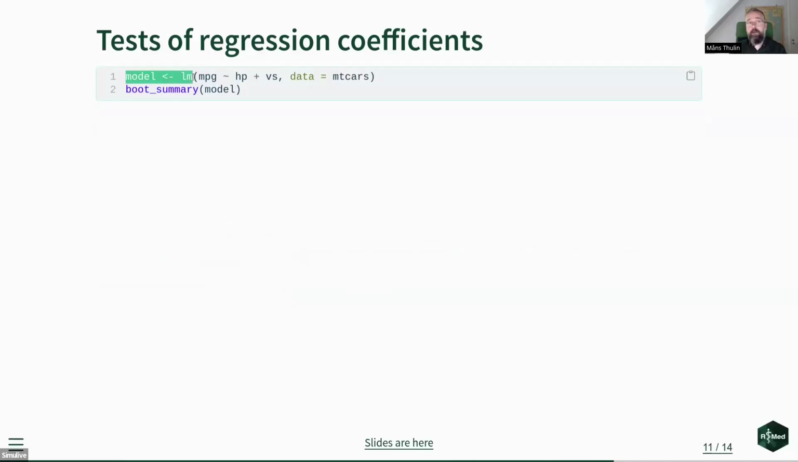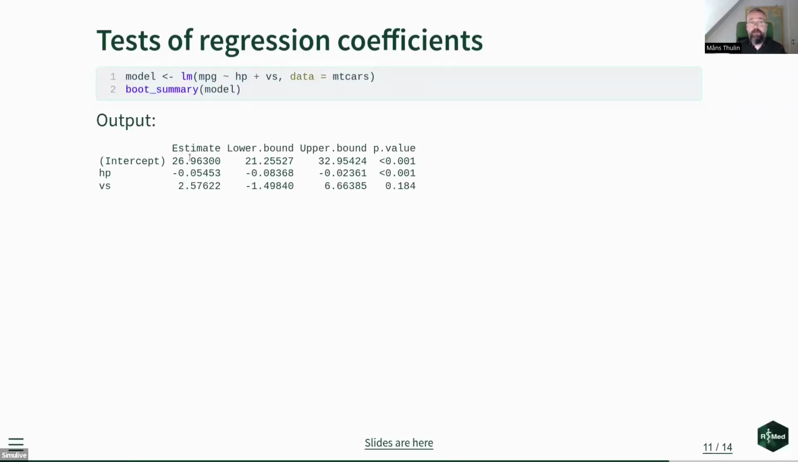You start by fitting your regression model. Here I fit a linear model using the glm function, specify the model formula, specify the data set I'm going to use, and then I run the boot_summary function, which gives me a Bootstrap summary of the results. What it gives me is this data frame that we see here. One column, estimate, contains the beta coefficients from the model. Those are the estimates from the model, not at all affected by the Bootstrap. And then we have confidence intervals, lower and upper bound for those, computed using the Bootstrap, and p-values computed using the Bootstrap.